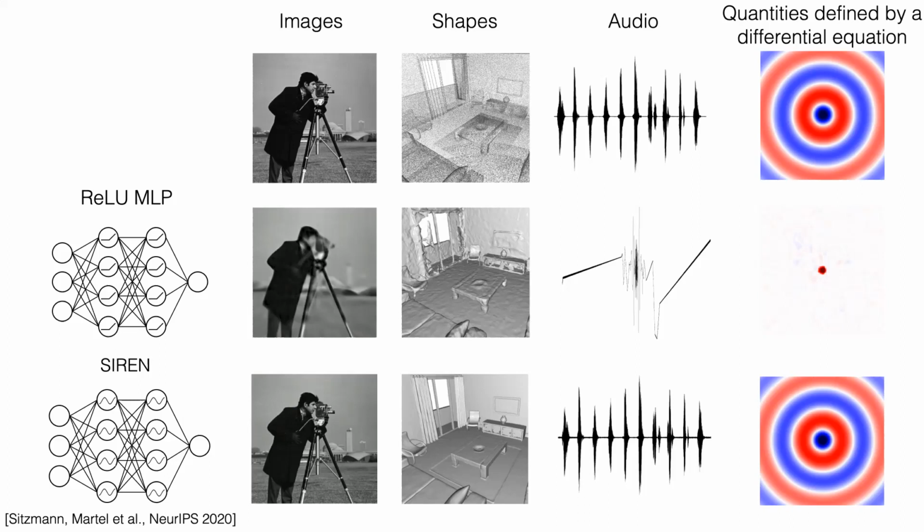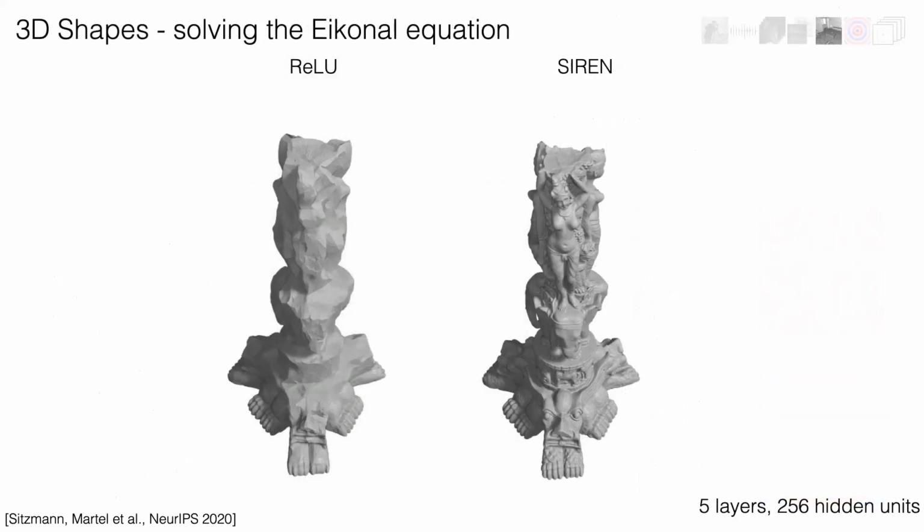So this was a really interesting insight that you can use as a slightly different twist on these ReLU MLPs by simply replacing the nonlinear activation function with a periodic activation function, and give these networks theoretically infinite capacity to represent and overfit these signals at a very high quality.